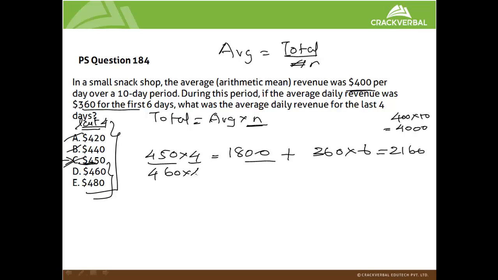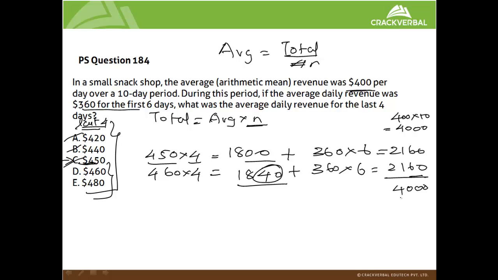460 into 4, right? 46 into 4, 4 6s are 24, so you'll have a 0 already. So 24 and you have a 2, so 4 4s are 16, so you'll have 1840. Now if you look at it, that 40 got compensated. The previous option had 40 less, now you got that 40 more. So in that case 360 into 6 will get you again 2160. So that means 1840 plus 2160 is exactly 4000, because 60 and 40 will get you 100. 21 and 18 is 39, so 3900 plus another 100 is 4000.